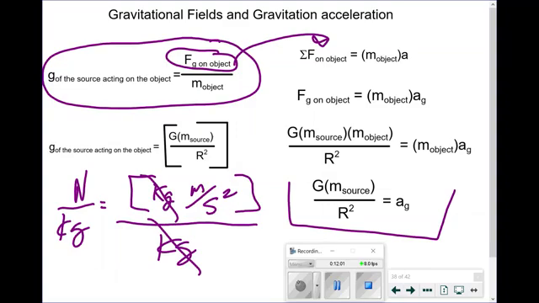It is important to note that this is the only field that will have the same value as acceleration. None of the other fields have this relationship, and that's because none of the other fields are created because of mass. Only gravity is created because of mass, and so its field strength would be equal to the acceleration that it would experience.